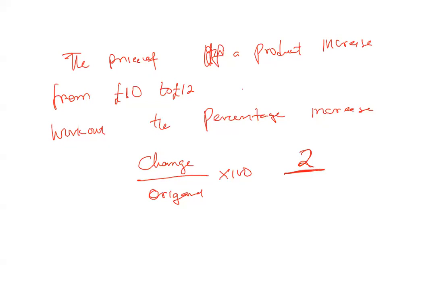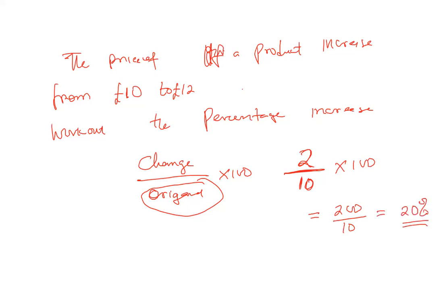What is the original amount? The initial product price is 10. The original amount is the amount before the increase, which was £10. You put that 10 there, times 100. That gives you 200 divided by 10, which gives you 20%. That means the product increased by 20%.